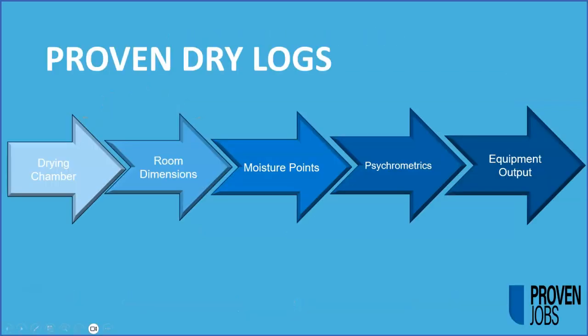Proven Dry Logs was designed with the restoration field team member in mind, in which the mobile application helps guide the user through the phases of the drying process while on site, from drying chamber creation all the way to the equipment output entry.